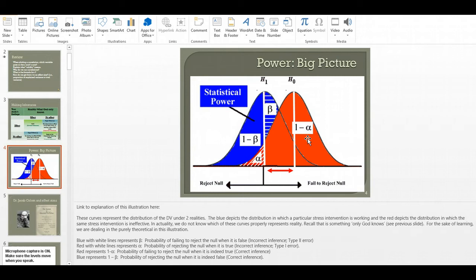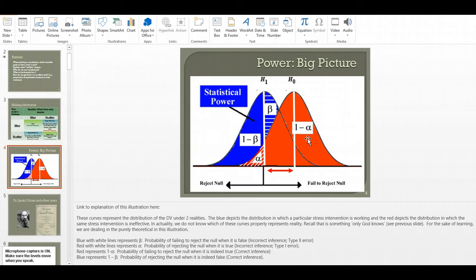So that's the goal. Remember from the last slide, the goal is that there is an effect in reality, and we detect it. Recall that reality is something only God has access to. We don't have access to that reality. But again, I think for learning purposes, the hypothetical is extremely important, so you at least know what could be going on in your data once you've collected and analyzed it.